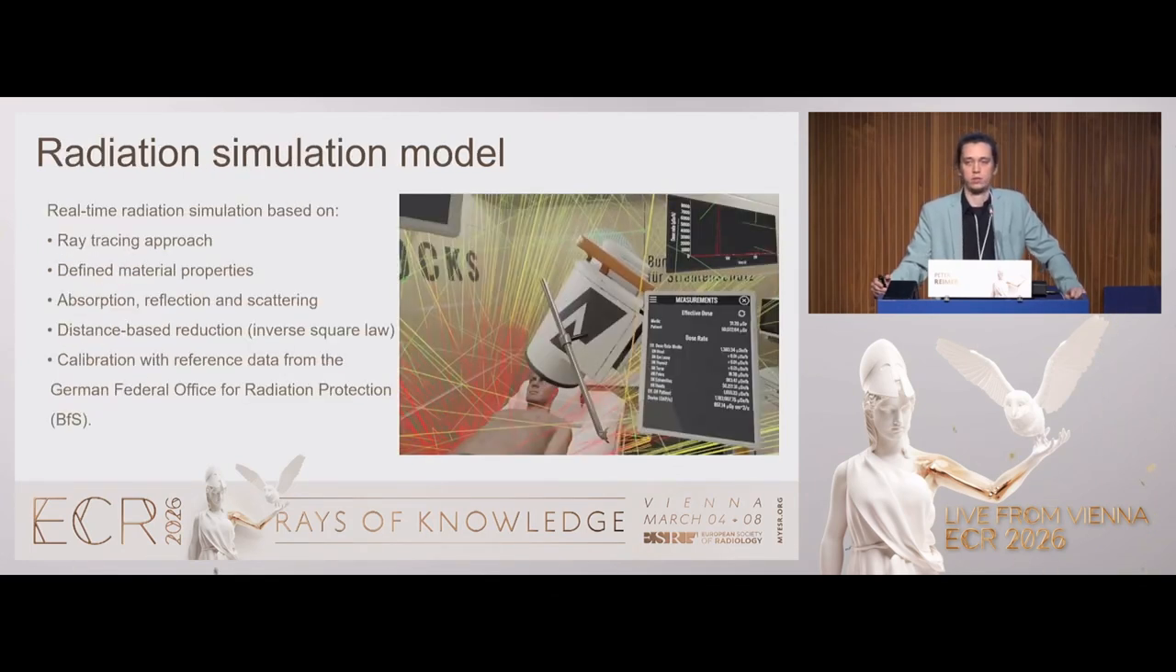A quick side note on how the simulation works. Of course, the focus is on the learning goal and the behavior change, so not on actually reliable dosimetry of a room or something. So it's an approximation within a limit. The underlying concept is ray tracing, and we defined different properties for different surfaces in the room. We have absorption, reflection, and scattering. And of course, distance-based reduction and all of that.